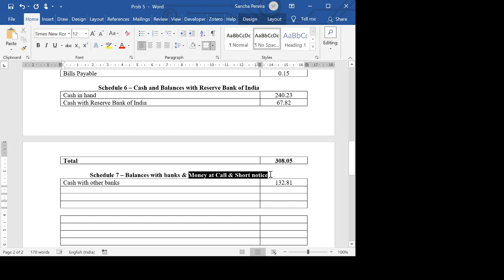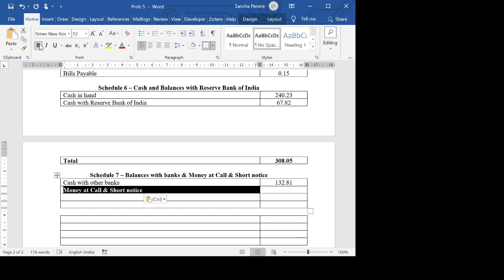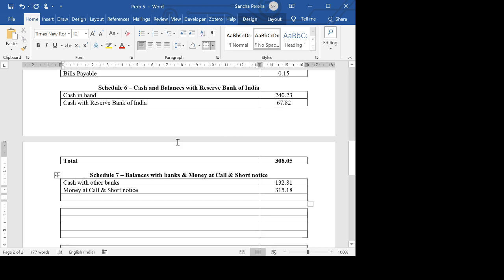Which is money at call and short notice is 315.18. Okay, so we need to get a total here as well. The total of schedule 7 is 447.99.